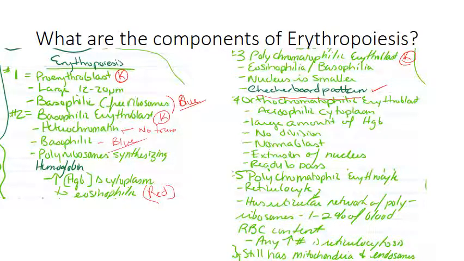Number four is the erythrochromatophilic erythroblast. We're no longer doing mitosis. We're essentially kind of shutting down. Remember, we're removing our nucleus and our organelles in order to become a mature erythrocyte. So we have an acidophilic cytoplasm, which means red, and a large amount of hemoglobin. No division, it's a normal blast, which means it's normal size now. We're starting to get to our 7.8 micrometers in diameter.